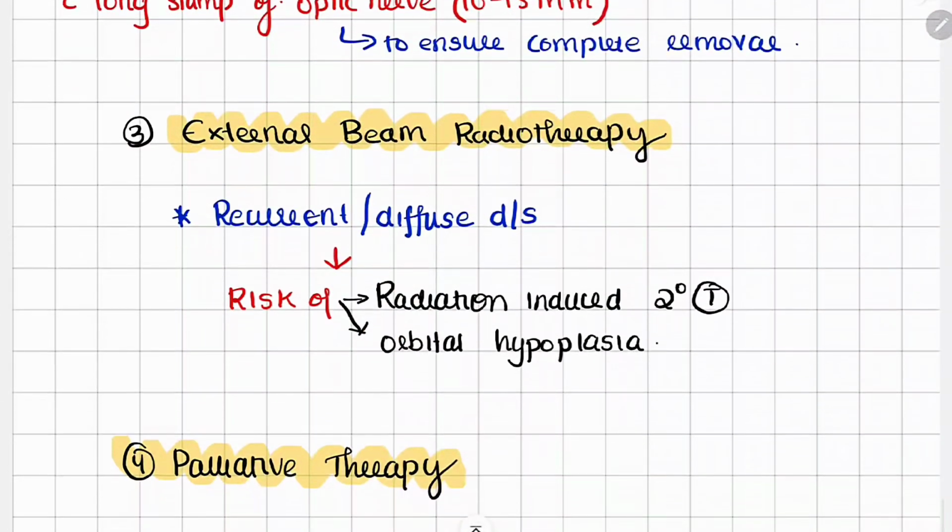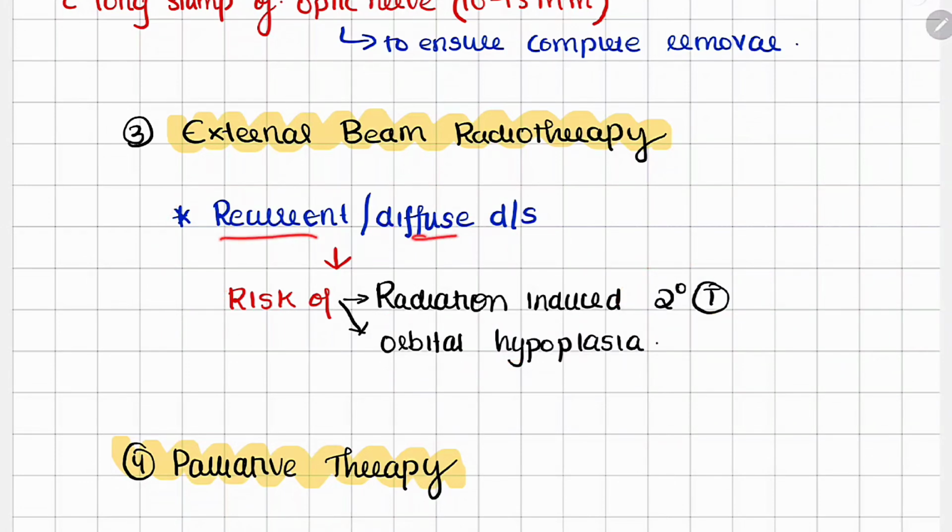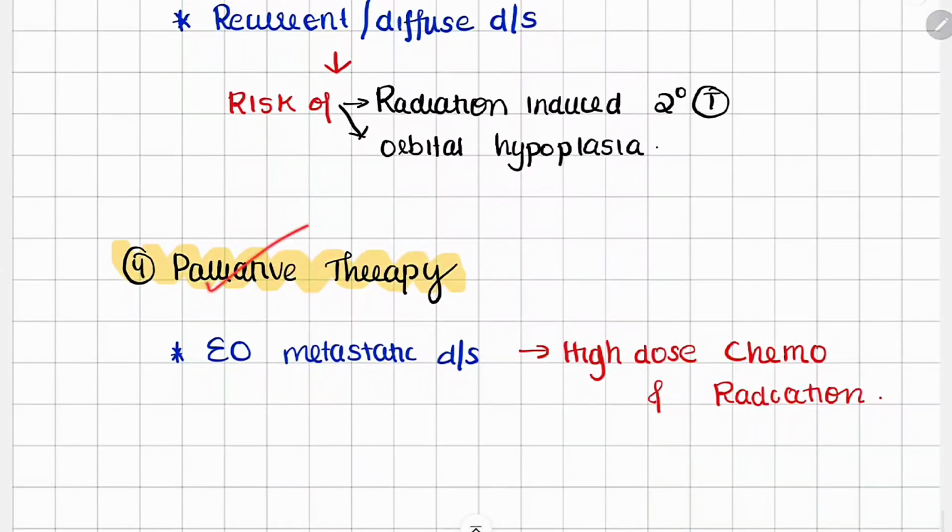Now comes the third thing, that is external beam radiotherapy. So we will do external beam radiotherapy for recurrent and diffuse diseases. So giving external beam radiotherapy has a risk of radiation-induced secondary tumor and orbital hypoplasia. So we will do it only for recurrent and diffuse diseases. Now the last one, palliative therapy if extraocular metastasis is present. So if there is extraocular metastasis, we will give high dose chemo and radiation.